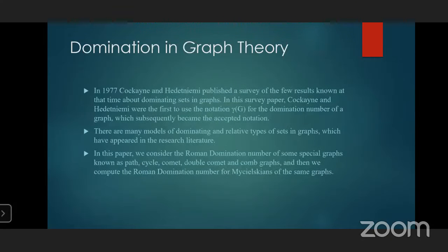In 1977, Cockayne and Hedetniemi published a survey, and in this survey paper, they were the first to use the notation gamma(G) for the domination number of a graph, which subsequently became the accepted notation. In this paper, we consider the Roman domination number of some special graphs known as path, cycle, comet, double comet, and comb graphs. And then we compute the Roman domination number for the Mycielskian of the same graphs.